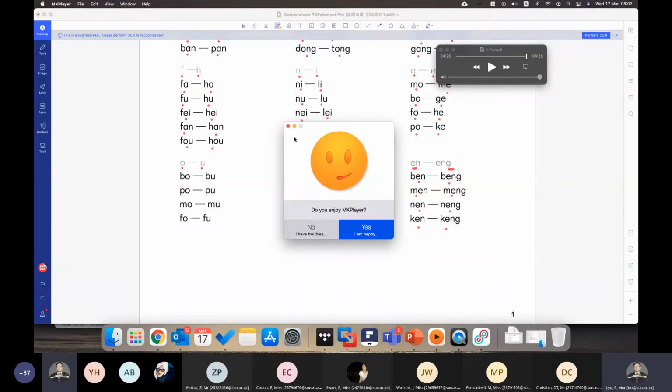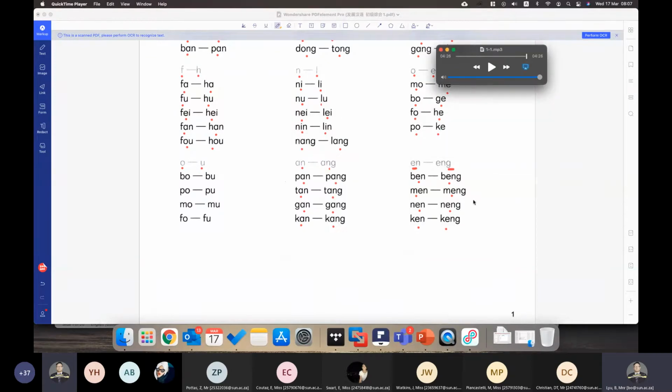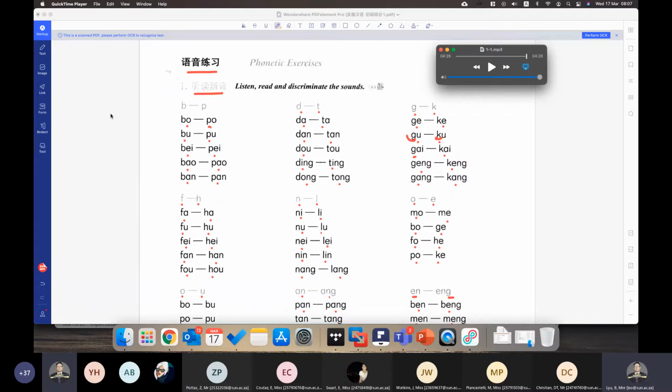All right. So let's try to look at them in detail one by one.